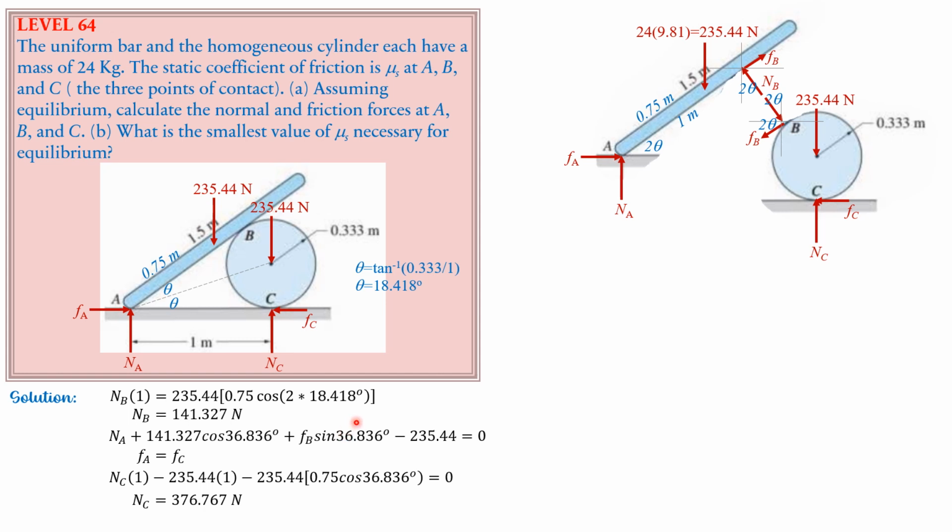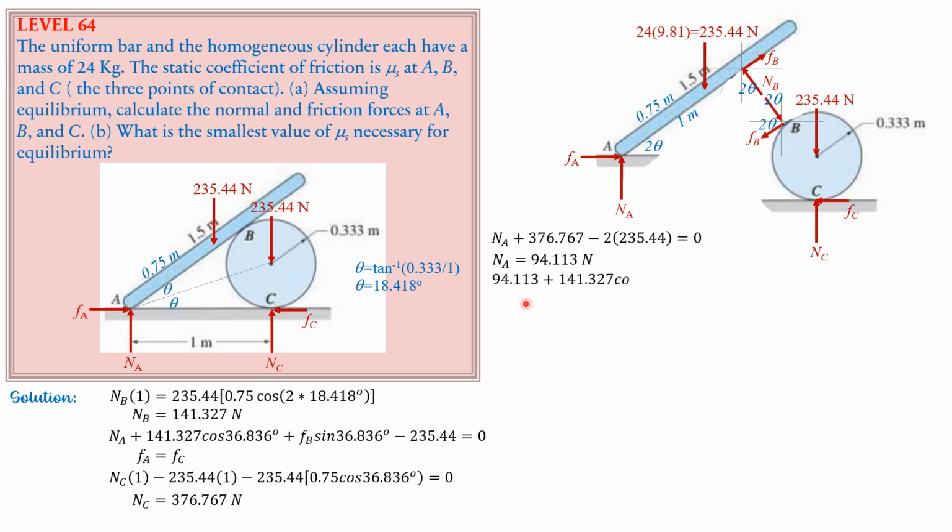Then NA into this equation, summation of forces vertical for the whole system, NA plus N sub C 376.767 minus 2 times 235.44 equals 0. So from there, NA can now be computed, 94.113 newtons.